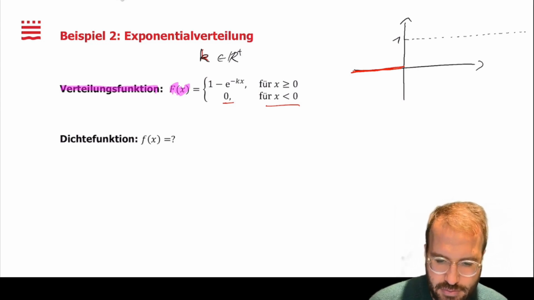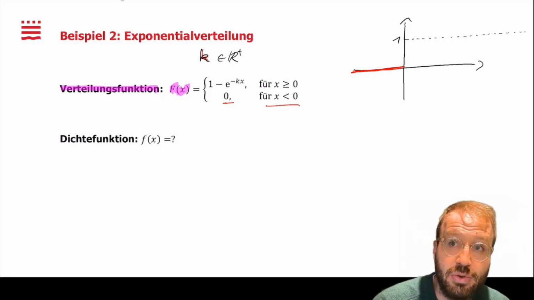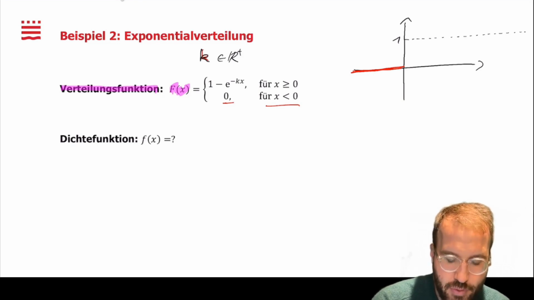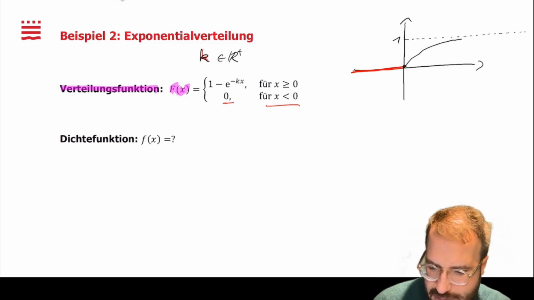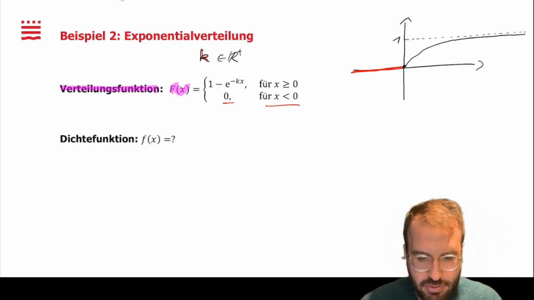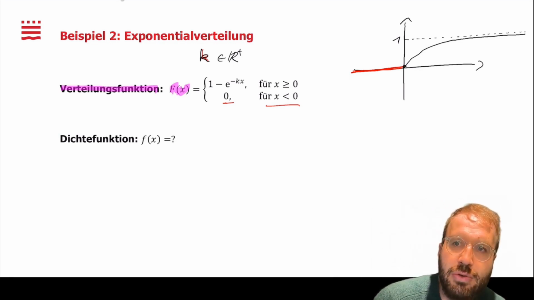So, what happens at 0? Let's take another look at that. If we substitute above, then we have e raised to the power of minus k times 0, which is e raised to the power of 0, which is 1. And 1 minus 1 is therefore 0, so here we are. And in between, we have something like this. The graph has an asymptote at 1. So this is our distribution function.